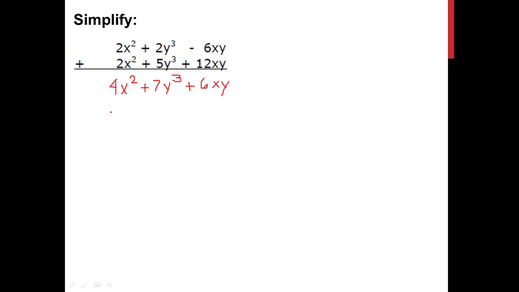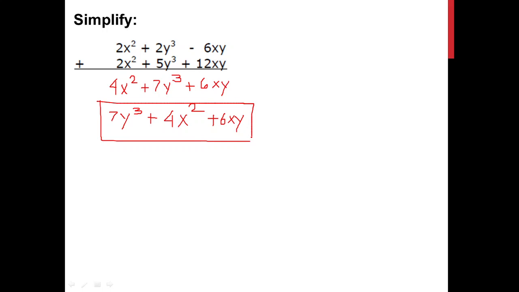So we have here 7y cubed. This is positive, so we have plus 4x squared plus 6xy. There. That's our answer. It's easy, right?